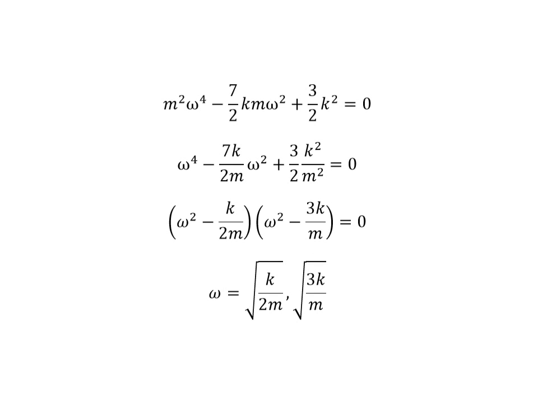Rearranging, we get omega raised to 4 minus 7k by 2m omega square plus 3k square by 2m square equal to 0. So the roots are root of k by 2m and root of 3k by m. So these are the normal modes of vibration of such a system.